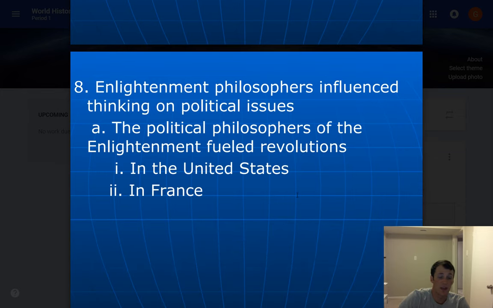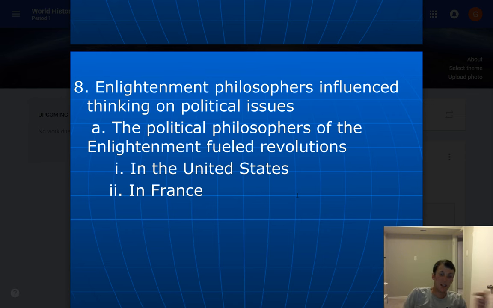So, anyway, the Enlightenment philosophers that we just talked about are extremely influential in thinking on the political issues of the day, right? These philosophers are going to fuel revolutions worldwide, and it's going to start in America, which is going to draw heavily on them, as we've talked about, and we'll do one more quick once-over before we're done here.